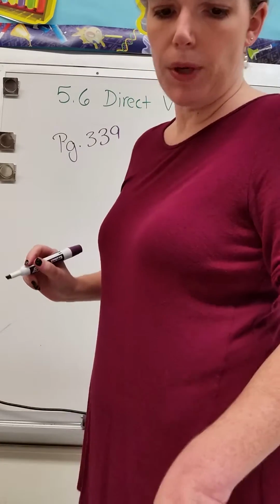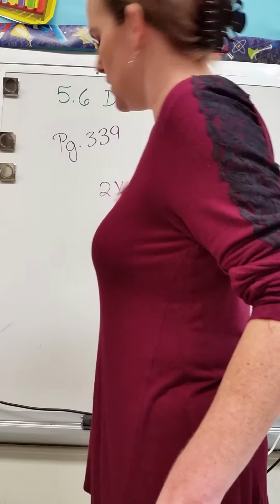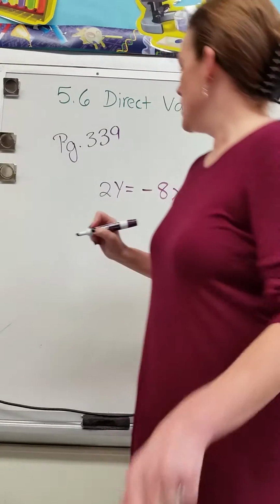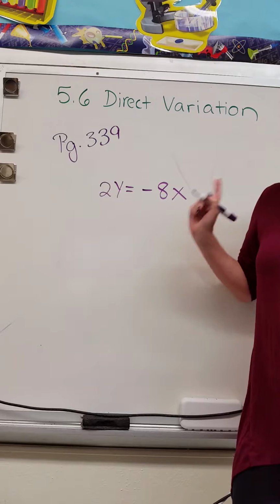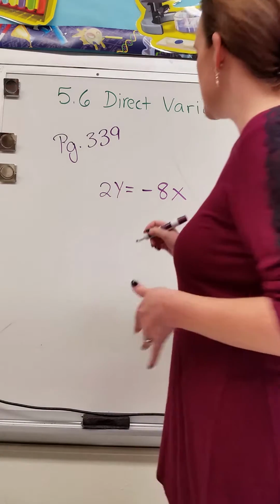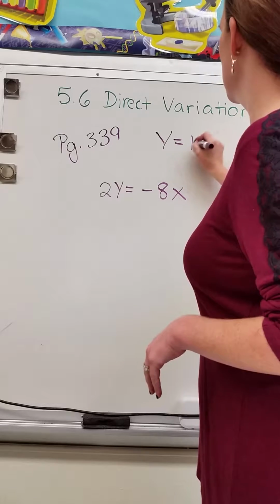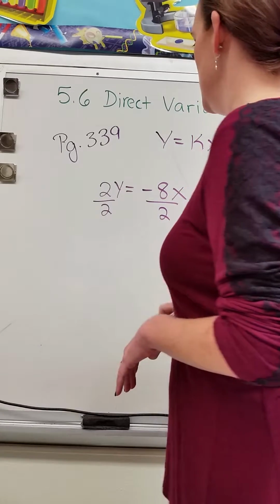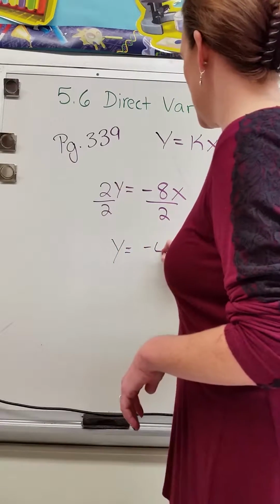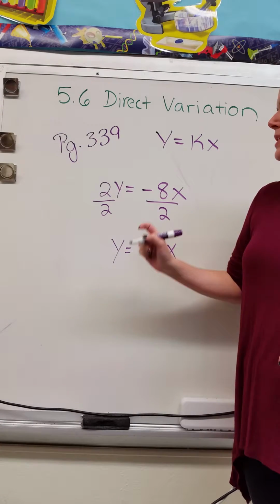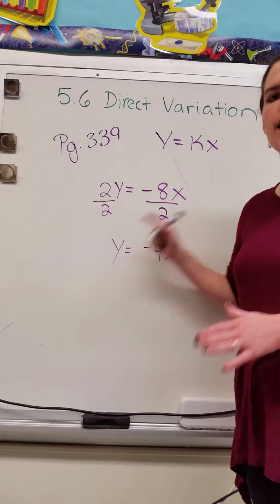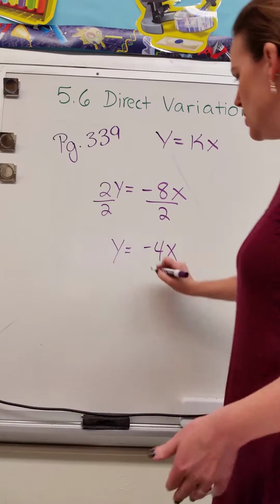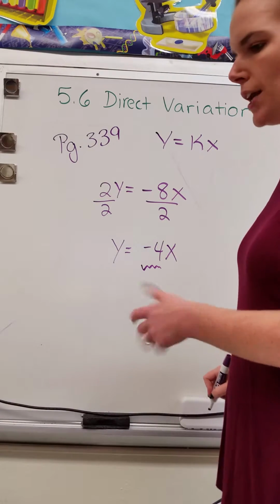Another one, number 3, is 2y equals negative 8x. This is going to be a direct variation. The reason it is a direct variation is because it can be rewritten to look like this. If we just divide by the 2, you're going to get that y equals negative 4x. So yes, that is a direct variation. If they asked you what's the constant of variation, well, that's this number, negative 4. That's our k value.